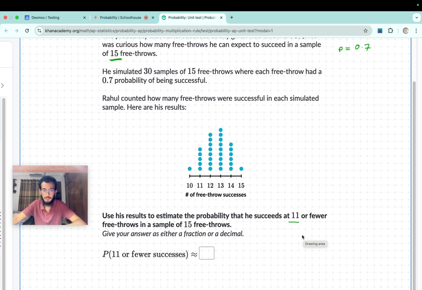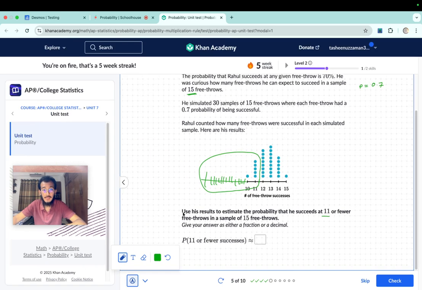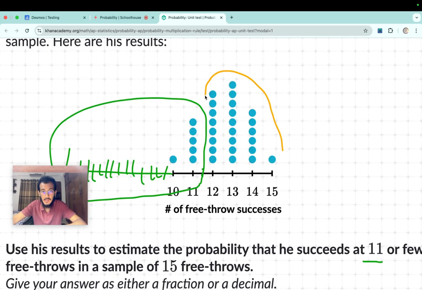So, okay, we want 11 or fewer, right? So we are including 11 or fewer. But here's the problem. We are not given the data for free throws before 10. So what we do is, because we want 11 or fewer, we subtract the remaining ones from 1.